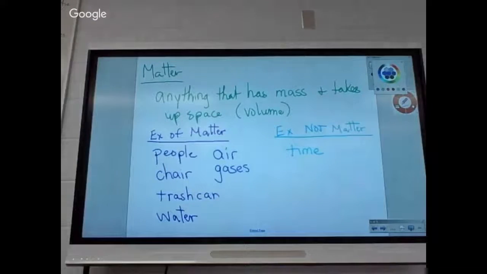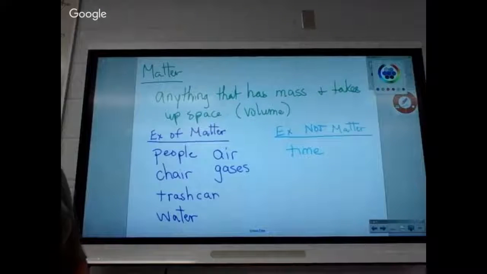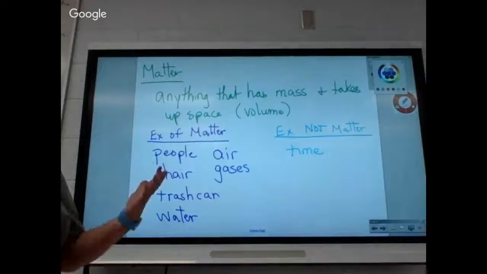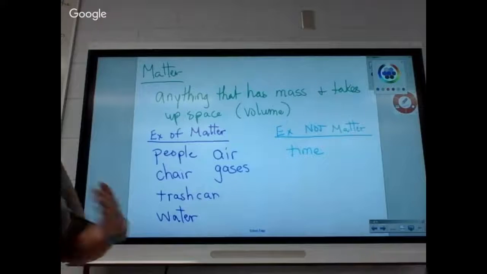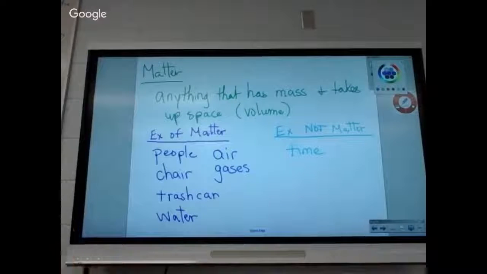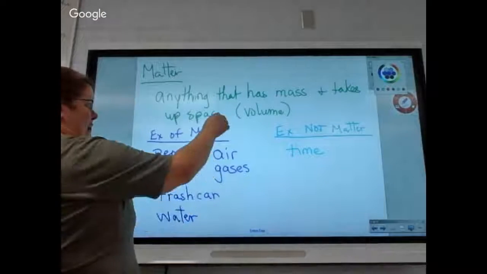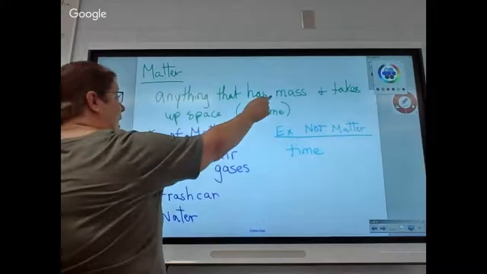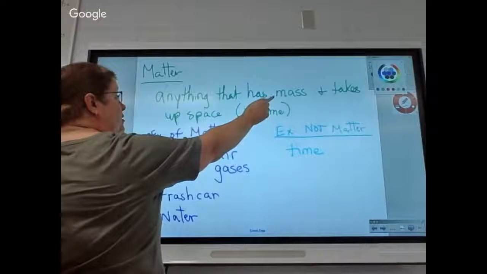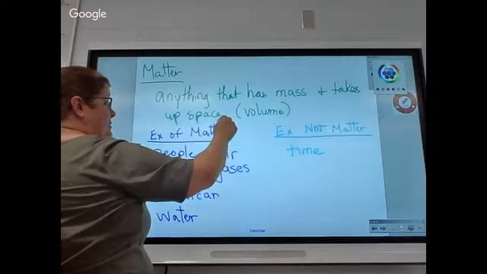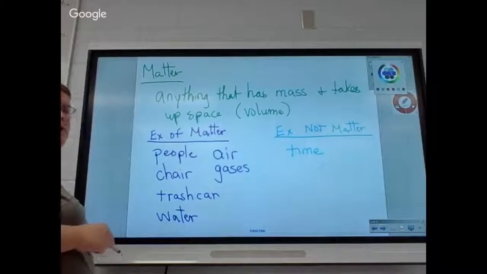Don't get those confused with things that are not matter. Gases expand. Even if you personally have gas, those things expand, okay? I know it sounds kind of gross, but those are examples of matter. They take up space. They may not have a lot of mass. The mass may be very small, but they have a mass and they take up space. So they're examples of matter.